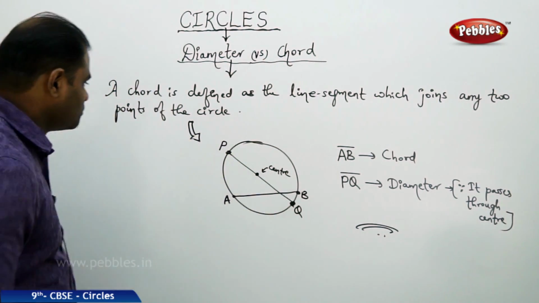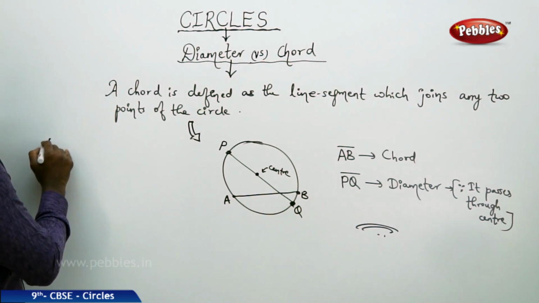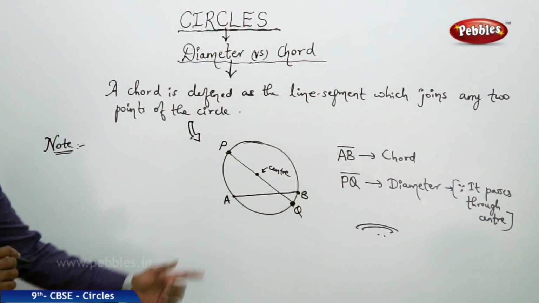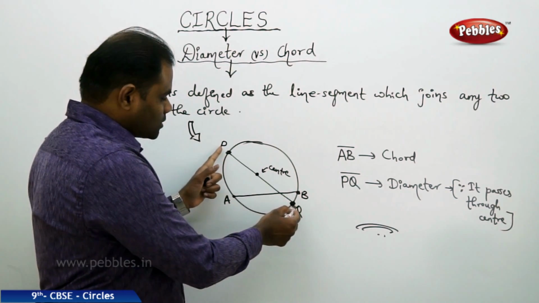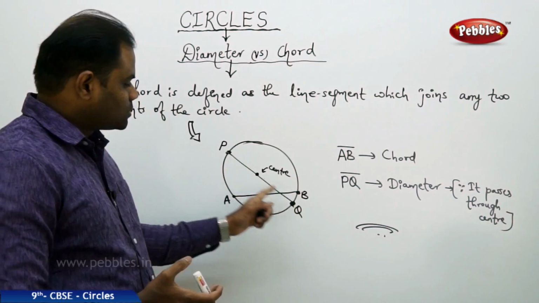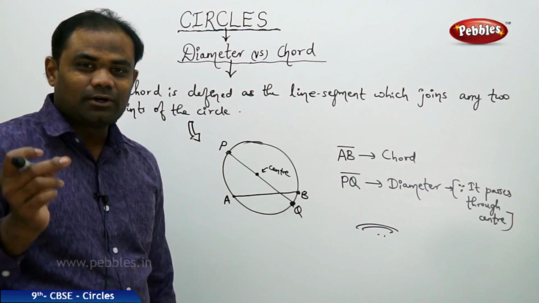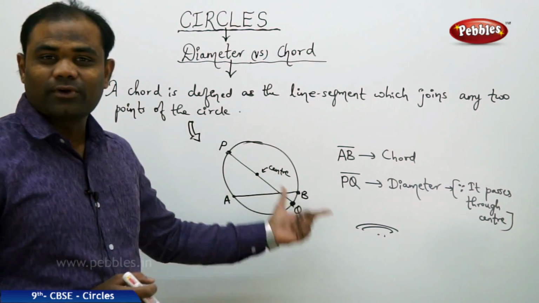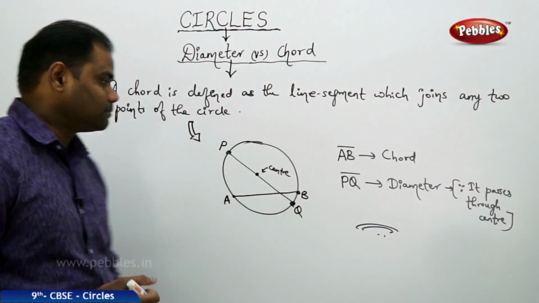And importantly, we have to understand that if I take the length of this chord and the length of this chord, we clearly understand that the diameter, which is also a chord, will be the maximum length. So length of the diameter will be maximum. It is the highest chord in the circle. Also is one way I can connect with.